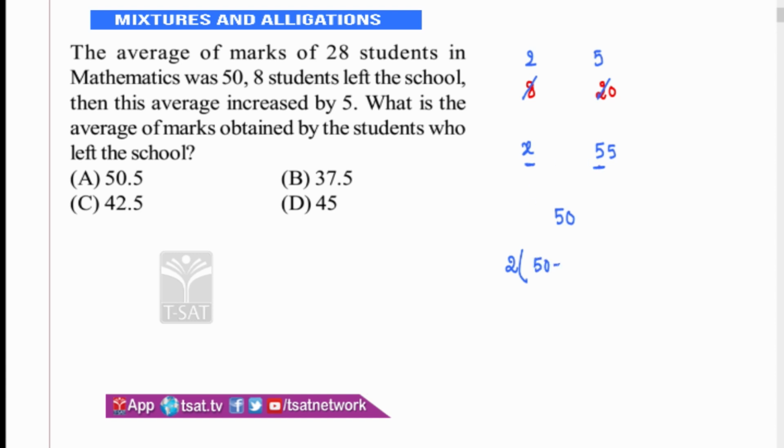x minus 50, minus x is equal to 5 into 5, 25. I would say 50 minus x is equal to 12.5. x is equal to 37.5, right? So the answer for this is 37.5. That is the average of the students who left the school.